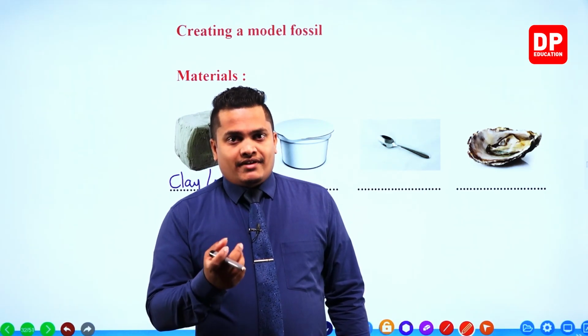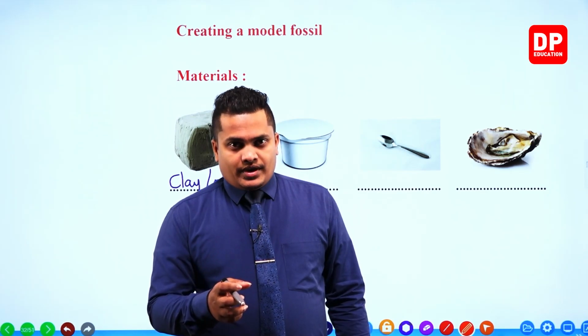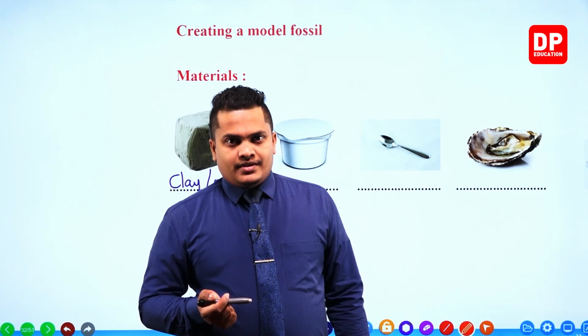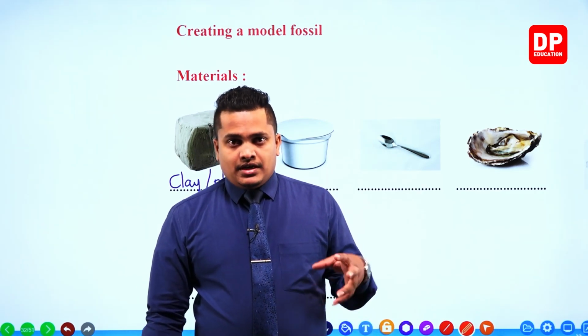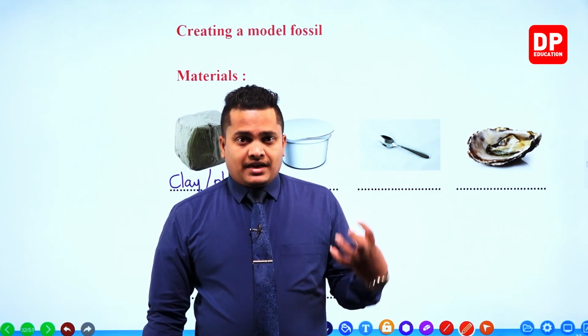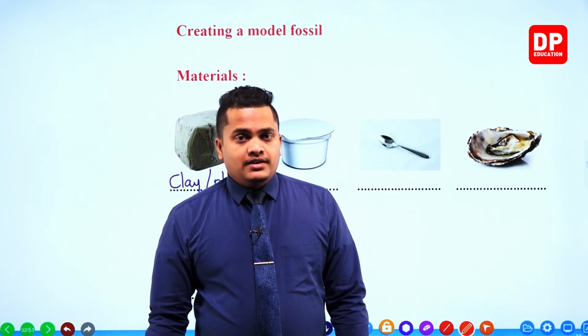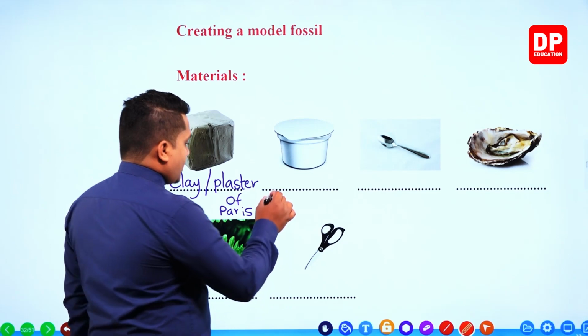Solid white material is referred to as the plaster of Paris. It's like white clay, right? So that is plaster of Paris. If you want, you can use clay or else plaster of Paris in the creation of this particular fossil. Then you'll be needing a yogurt cup.